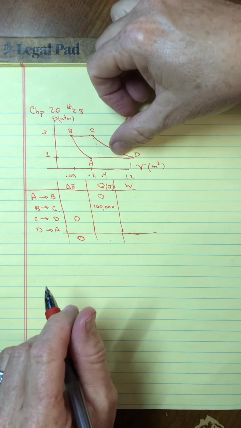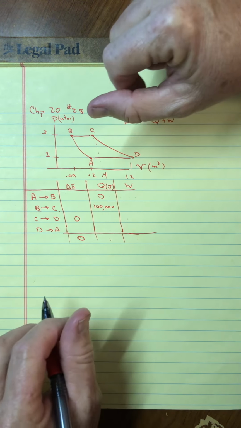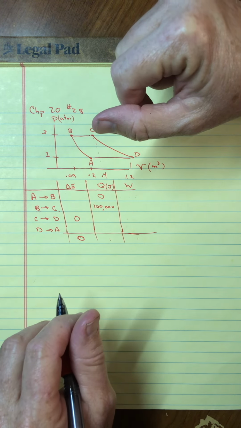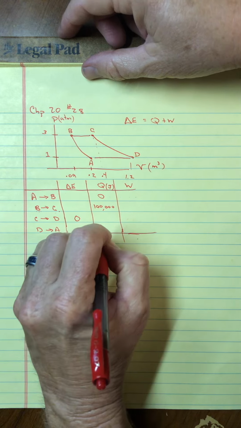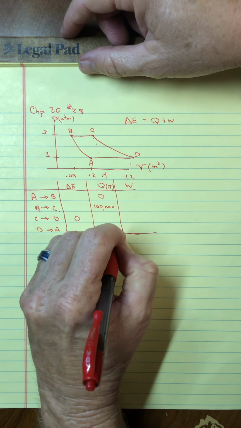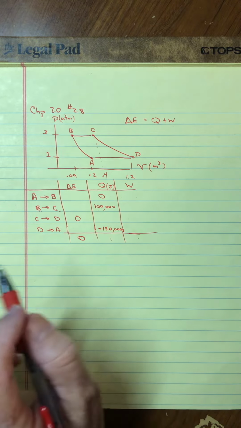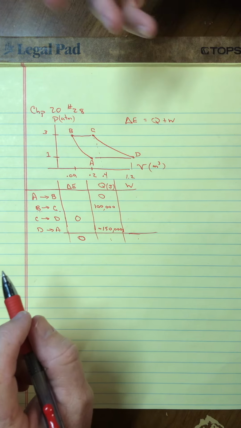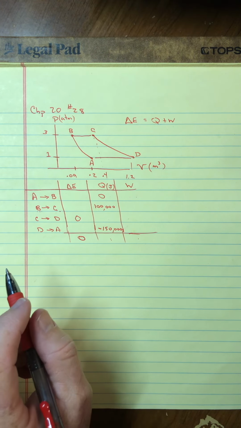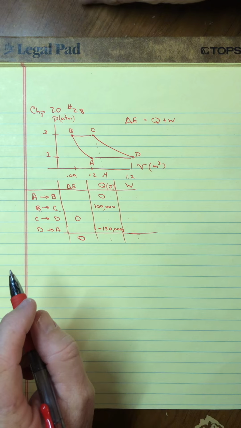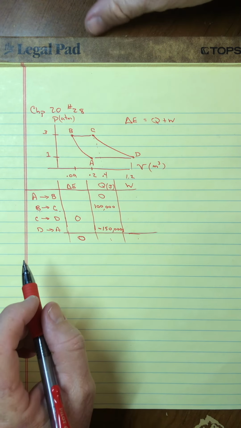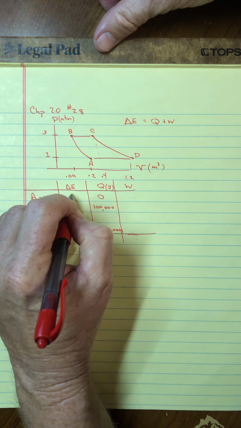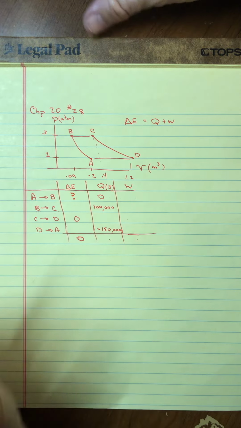And then from D back to A is another isobaric process, with 150 kilojoules of energy leaving the system. So the leaving means a negative number, and the 150,000 is the number that they're given. Okay, and so here's the question. It says, determine the difference in internal energy from, well, A to B. So this number here, this is what we're hunting for.